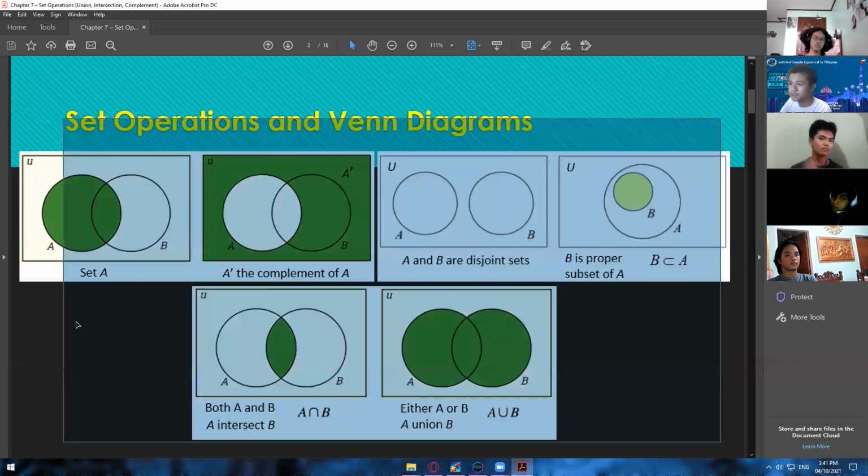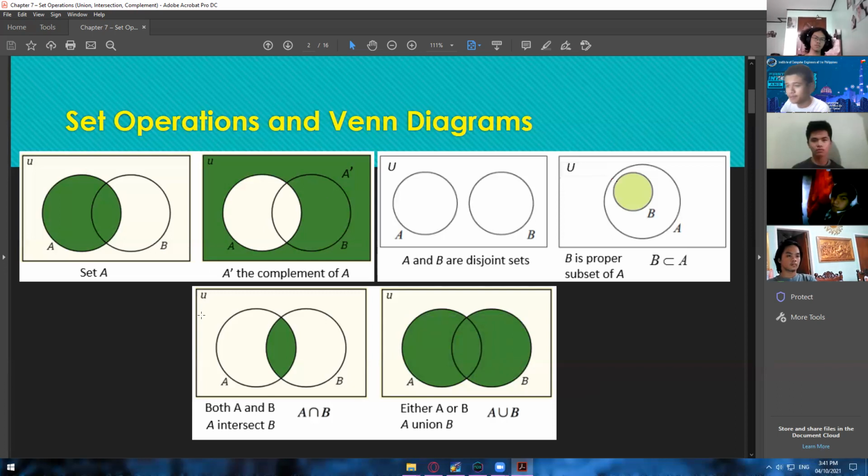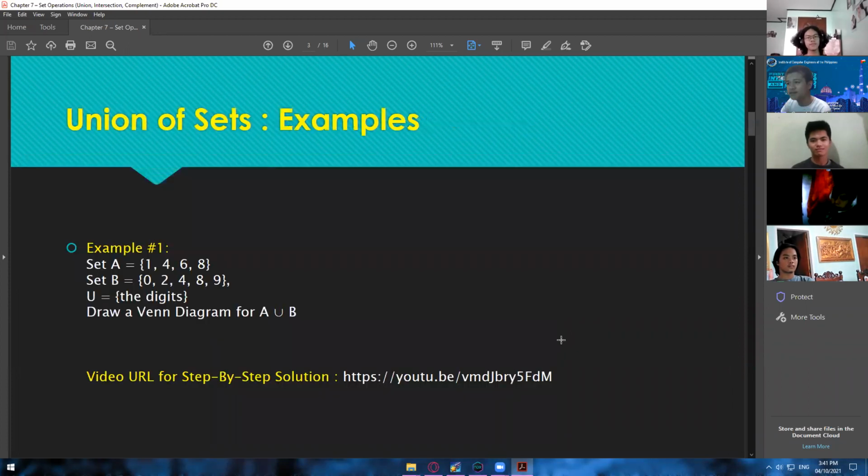So are we clear so far with these Venn diagrams? If ever you have a question, just let me know. All right, so let's start with the union of sets.